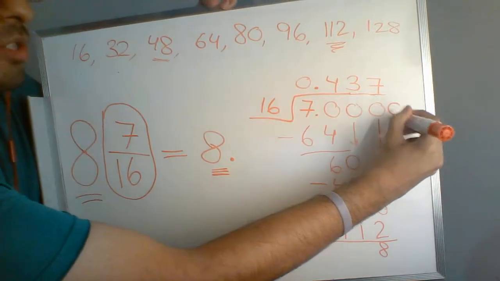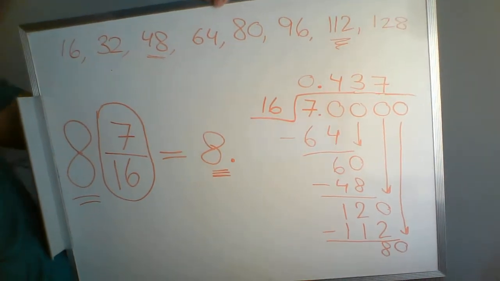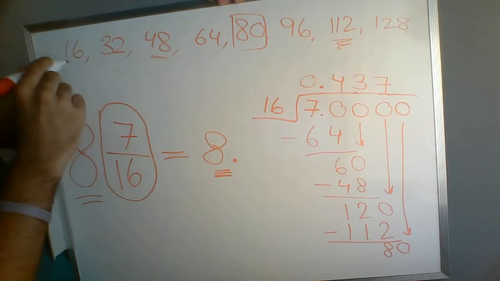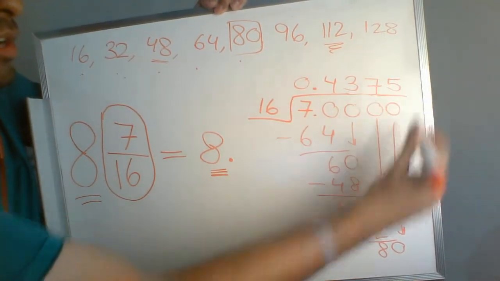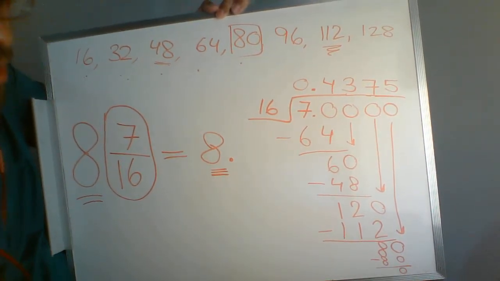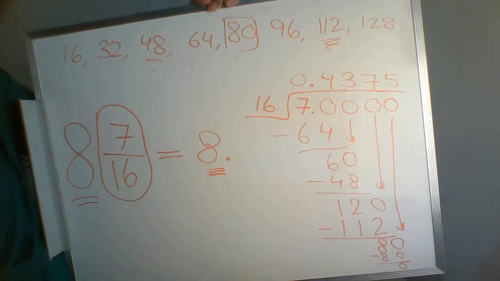Now we put one more 0 over here, drag that down, and now we've got an 80 down there. So now you can see we're almost done. We've got this 80 up here. 16 times 1, 2, 3, 4, 5 is 80, so we'll put a 5 up there. We subtract 80, and we're left with a 0 down there, which means that we're finally done the problem.